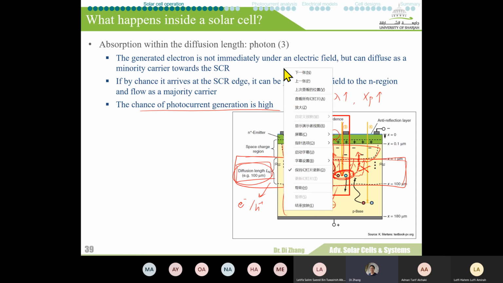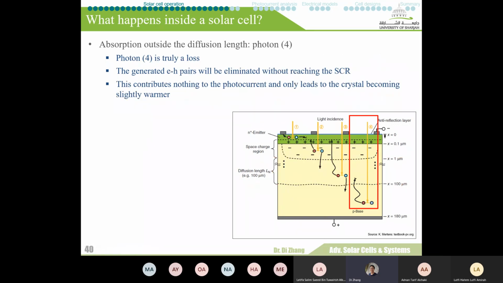What is the opposite scenario? The opposite scenario is for absorption to happen beyond the diffusion length. For absorption happening here, even though they may diffuse, because of the diffusion length limit they are far away from the space charge region. So for these electron and hole pairs, no matter how they diffuse, typically they can never reach the space charge region. In those cases, these carriers will be completely lost due to recombination.